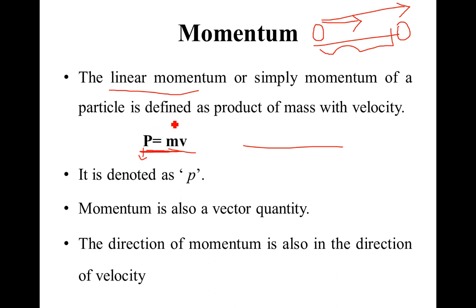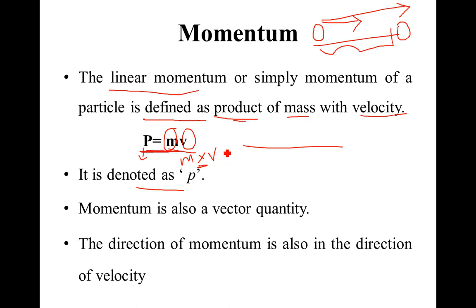When you write it in words, m is mass and v is velocity. So momentum P is equal to mass into velocity. The linear momentum is defined as m into v, right? M into v is nothing but multiplication. Instead of multiplication, you can say the product of mass and velocity. So the linear momentum is defined as the product of mass with velocity, and it is denoted by the symbol P. So the formula is P is equal to m into v.